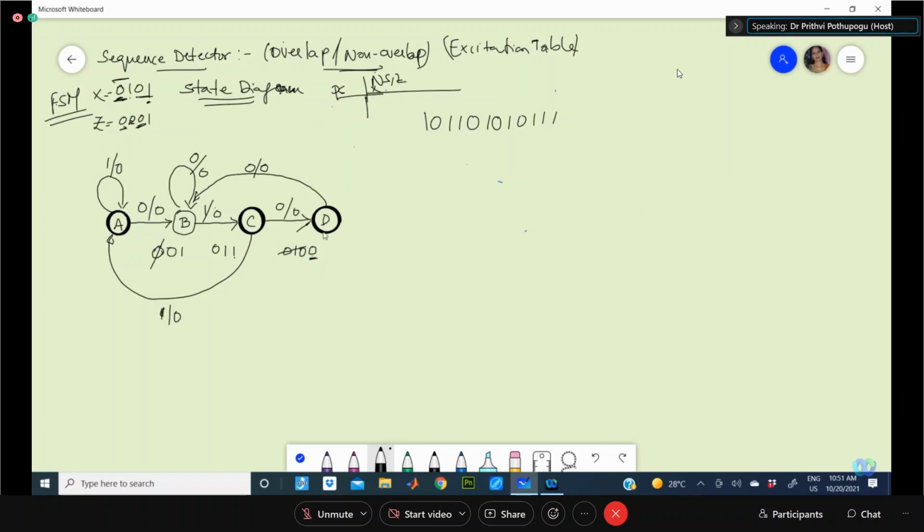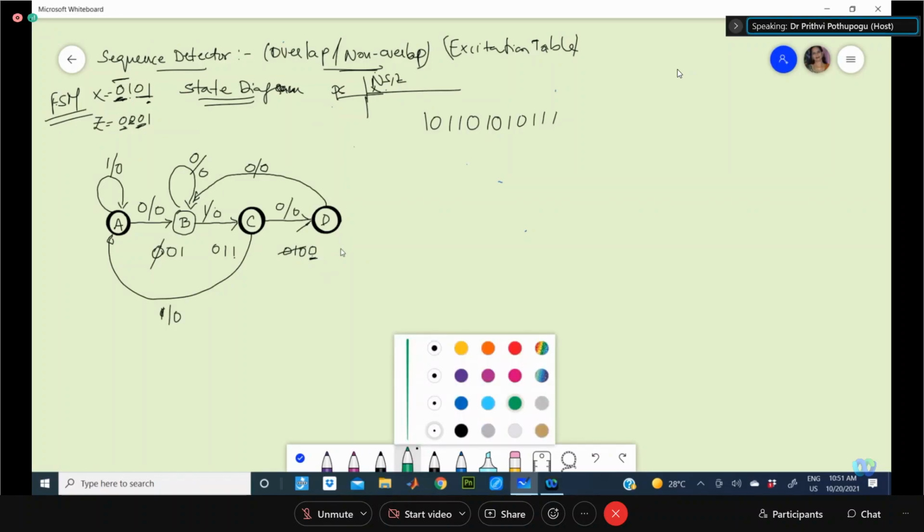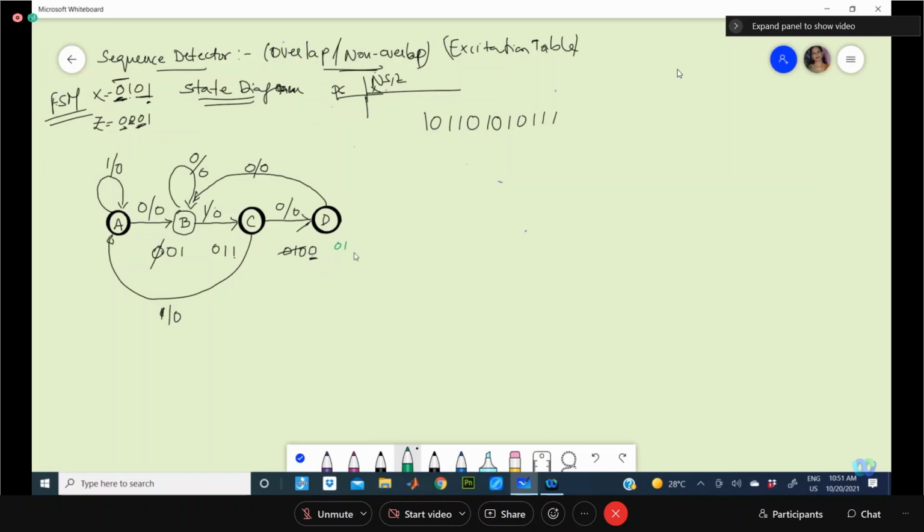Now in the state of D, 0, 1, 0 is formed. If you get 1, okay, now the sequence is detected. If the sequence is detected, your output should be 1. 0, 1, 0, 1 is the in-sequence now.